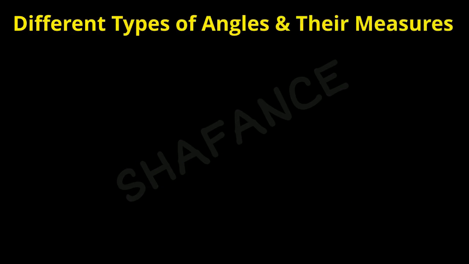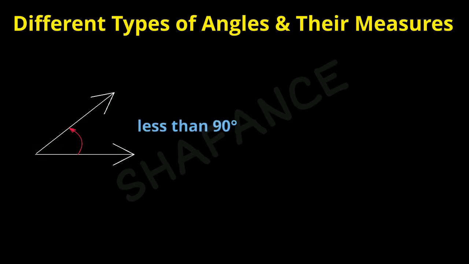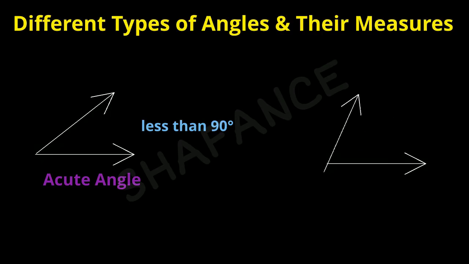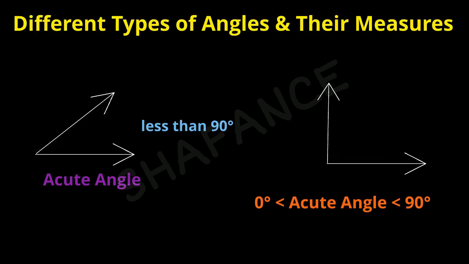Now we will see different types of angles and their measures. Take this first example. In this case, the angle is less than 90 degrees. So it is called an acute angle. So any angle which lies between 0 degrees and 90 degrees is an acute angle. So that is, an acute angle is greater than 0 degrees but less than 90 degrees.